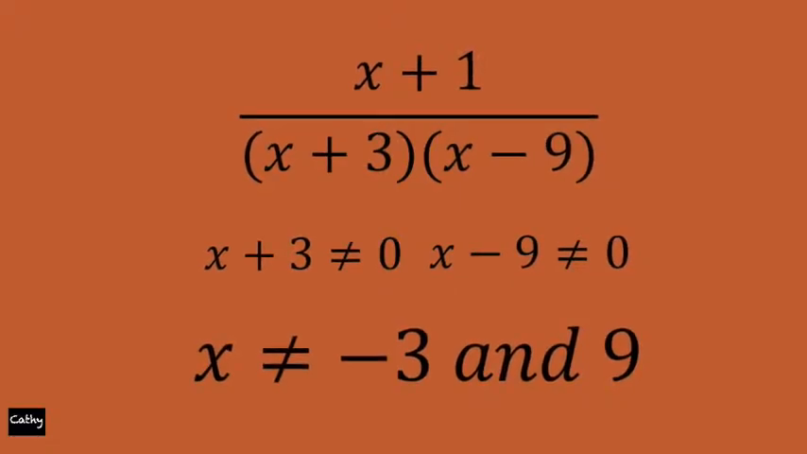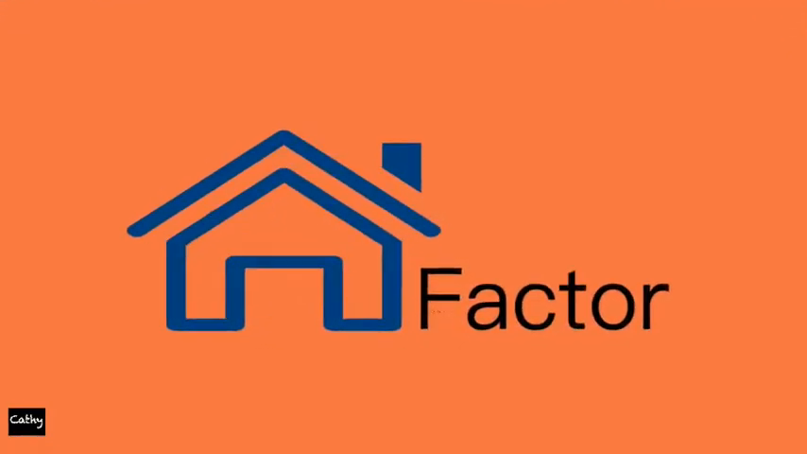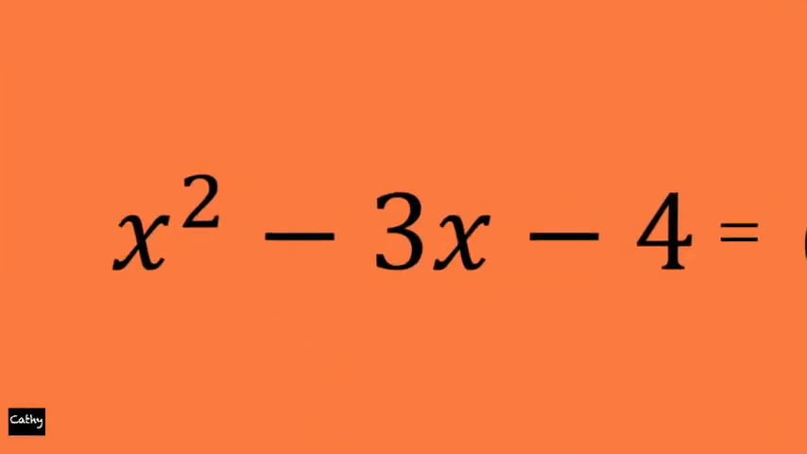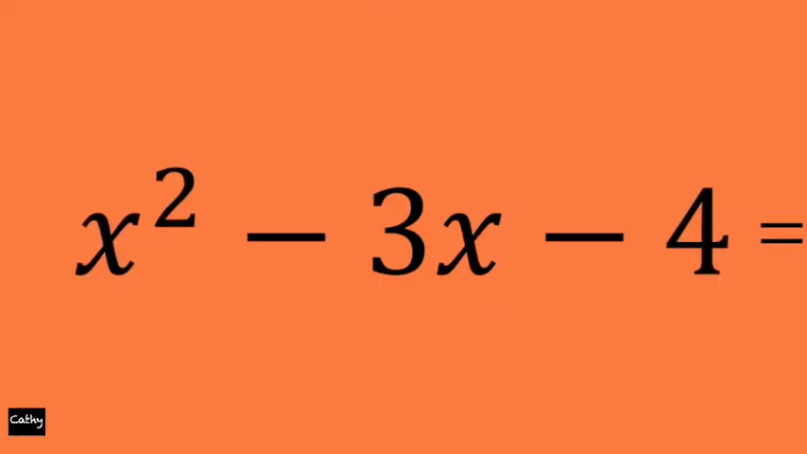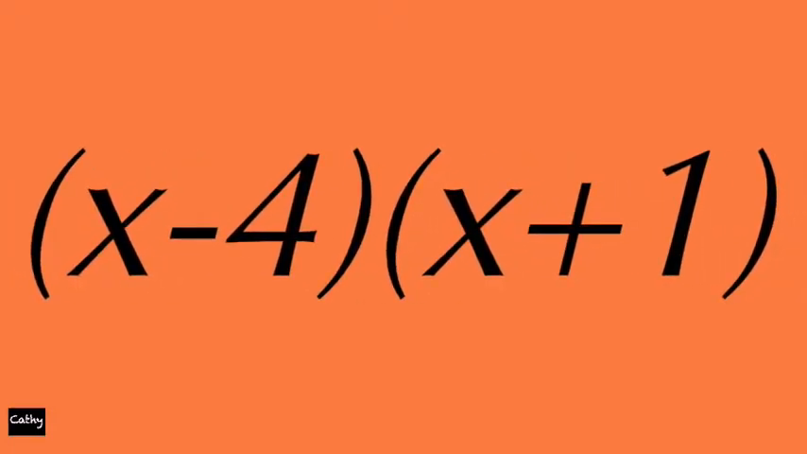Next, the third vocabulary is factor. What factor actually means is to expand the phrases. Factor x squared minus 3x minus 4. Negative 4 times 1 gives negative 4, and negative 4 plus 1 gives negative 3. So this phrase is equal to x minus 4 times x plus 1.